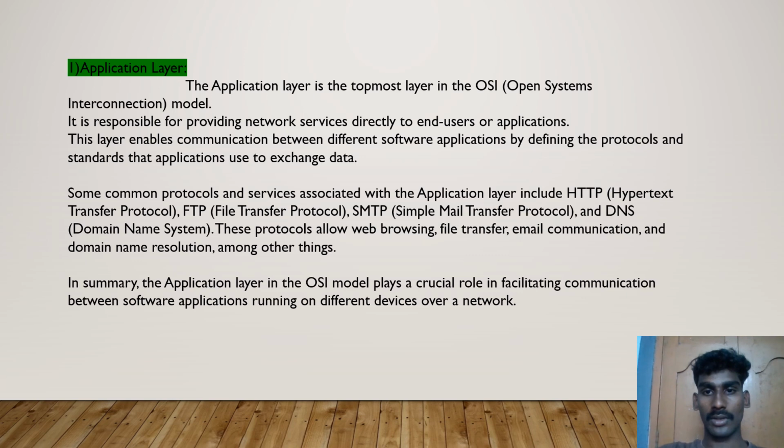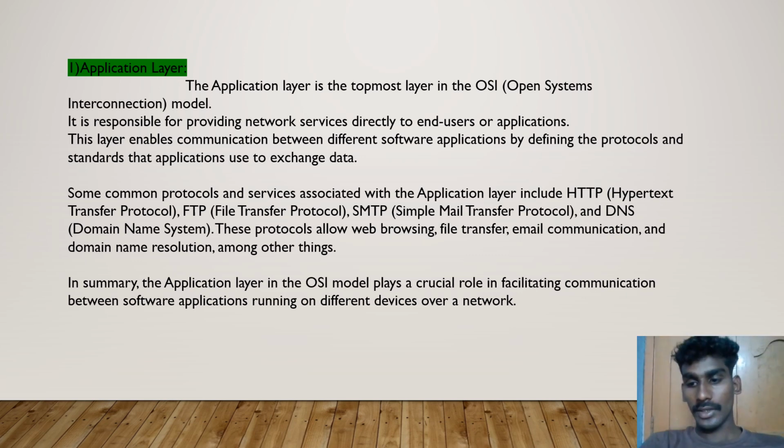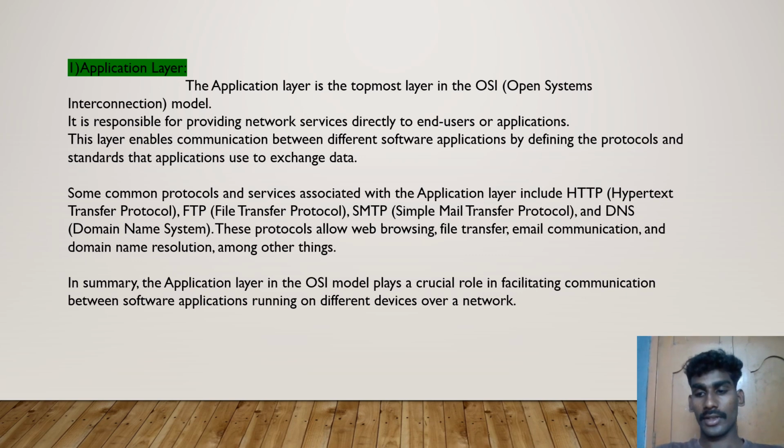The application layer is the topmost layer of the OSI model. It is responsible for providing network services directly to end users or applications. The layer enables communication between different software applications by defining protocols and standards that are used to exchange their data.